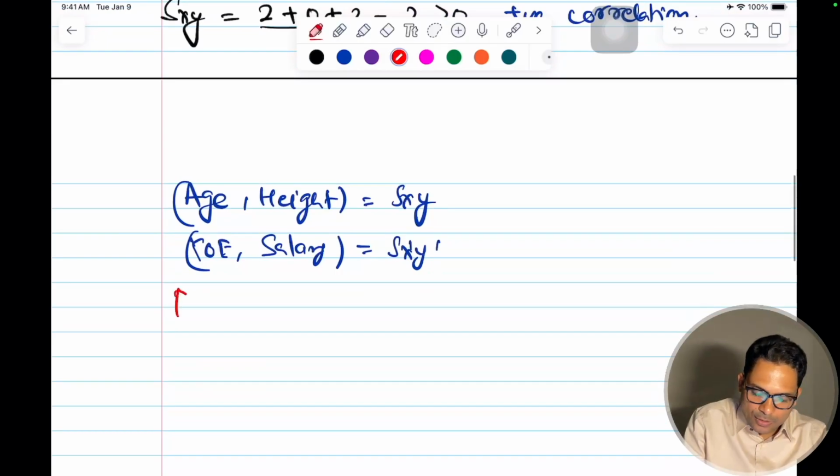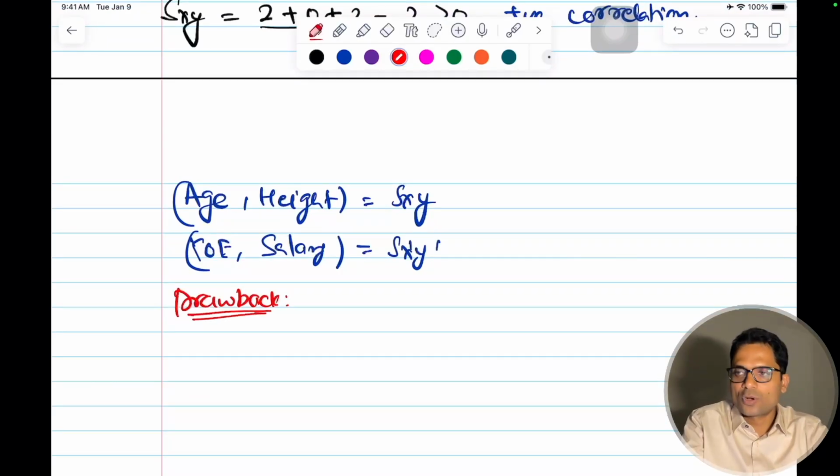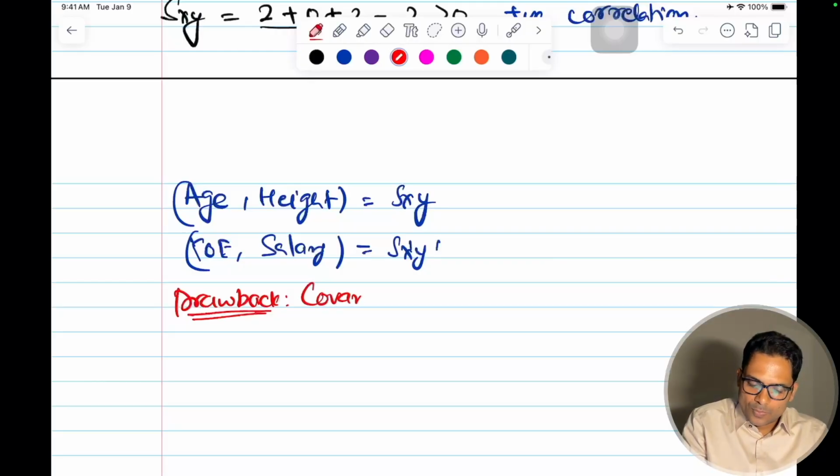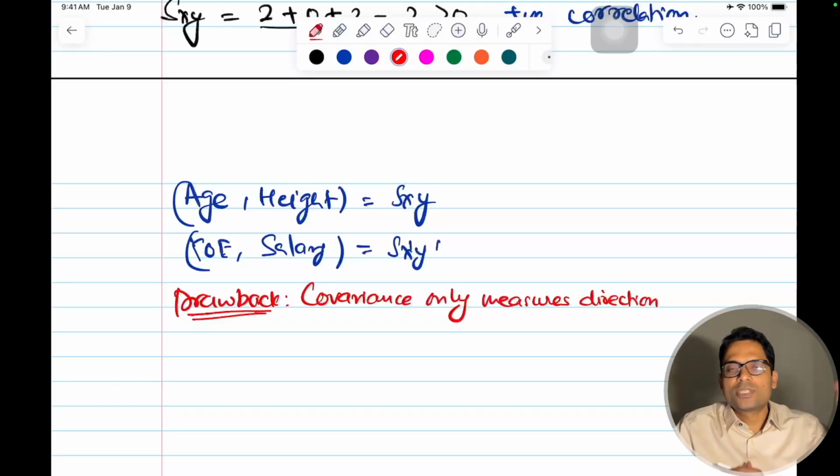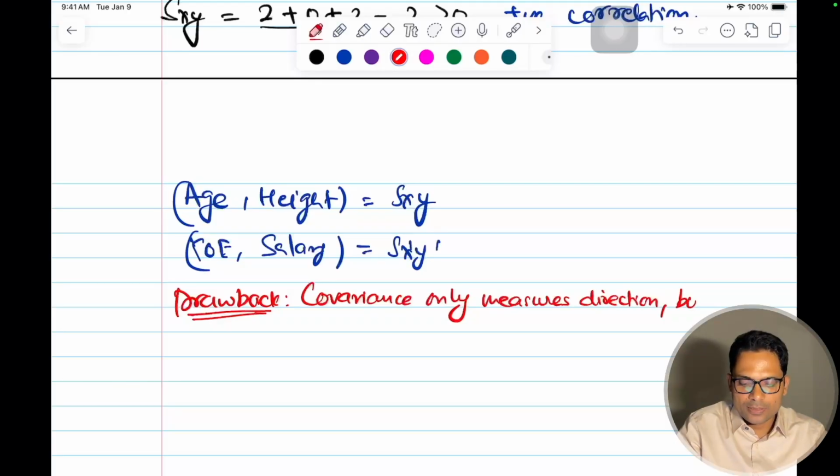I'll write the drawback: covariance only measures direction, whether it is positive or negative, but not the strength. How strongly they vary together, but not the strength of variance.